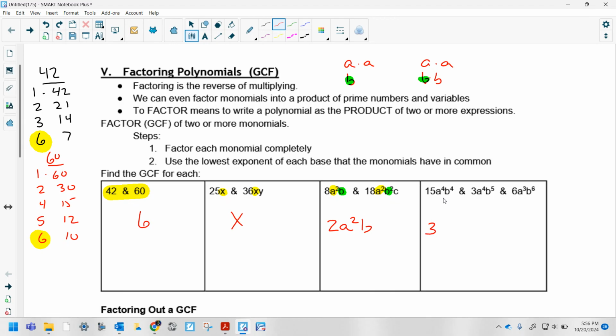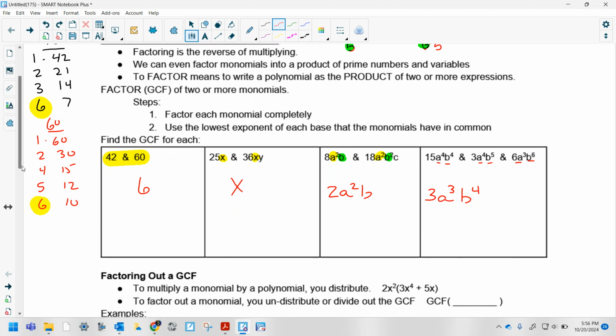Now let's look at the letters. We have A to the 4th, A to the 4th, A to the 3rd. If they all have A's, whatever your smallest exponent is is your GCF. The smallest exponent is 3 because the others are 4. The GCF is A to the third. B to the fourth, B to the fifth, B to the sixth. They all have B's. Your GCF is B to the fourth because that's the smallest B.